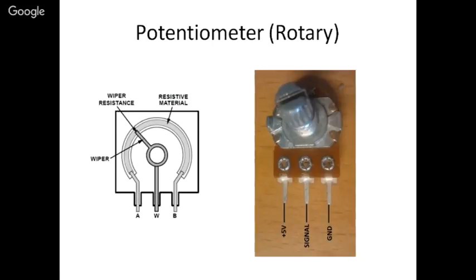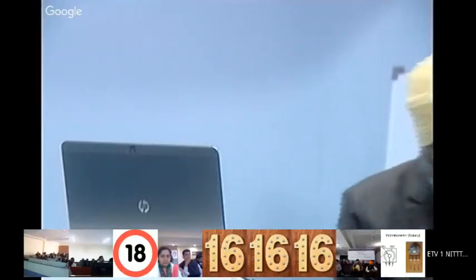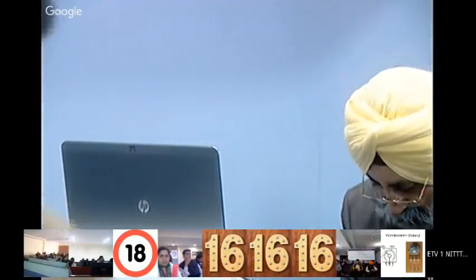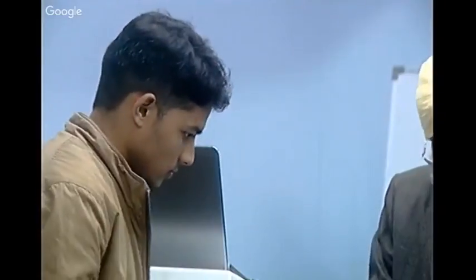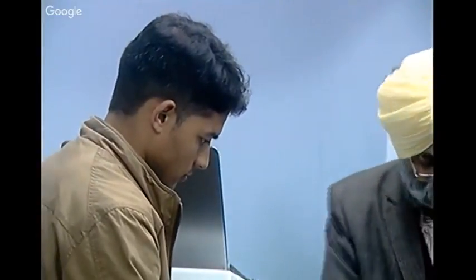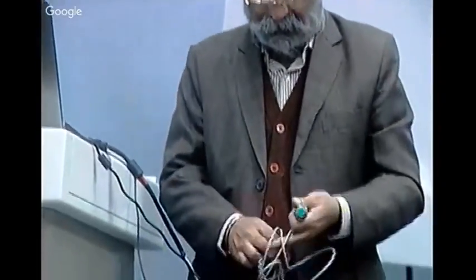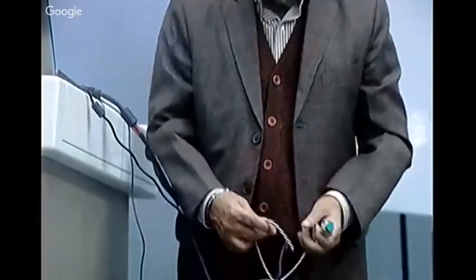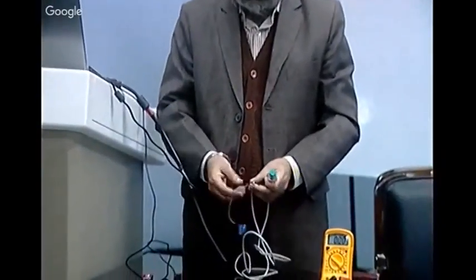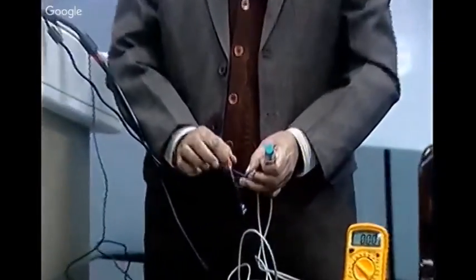Before we proceed further, let us now see a rotary potentiometer. Yeah, one thing more. Before we switch to the potentiometer, there is one more concept in sensors, which is also there in automotive, but it's a very important concept. That is of normally open and normally closed sensors.